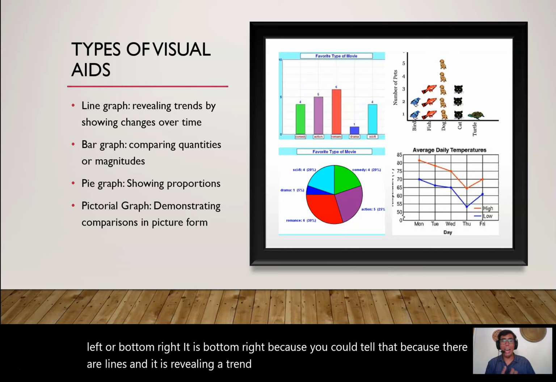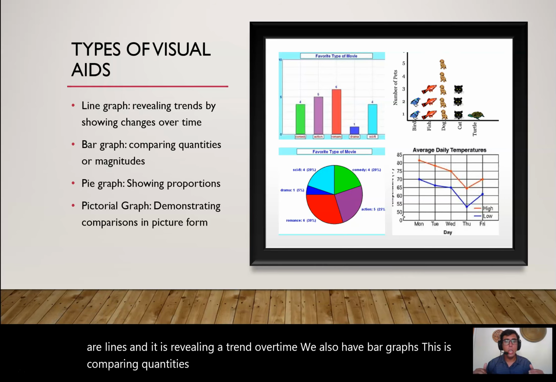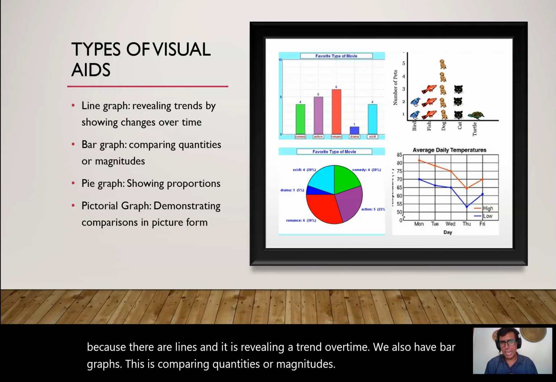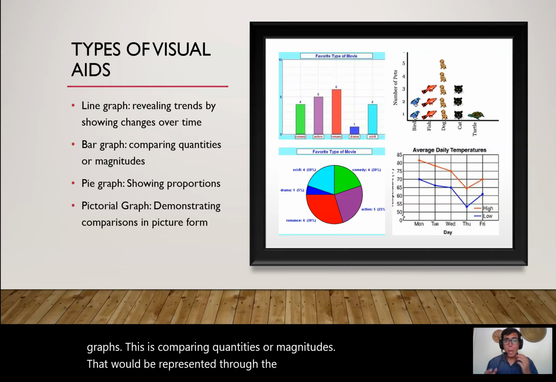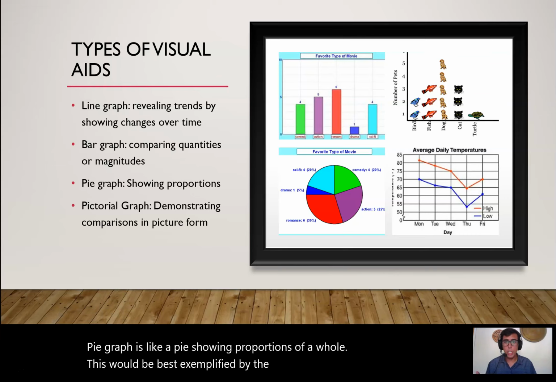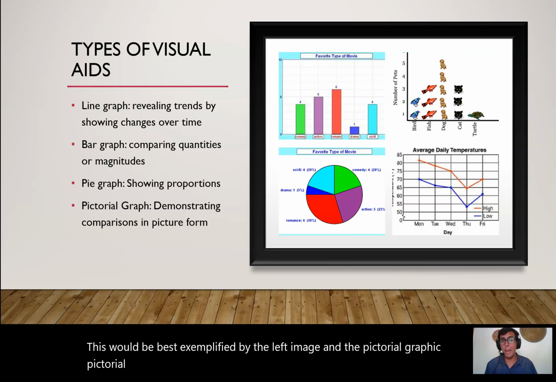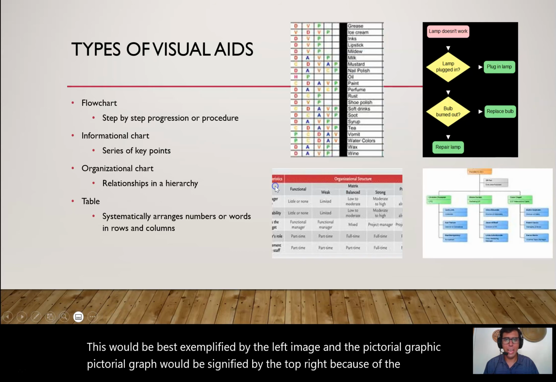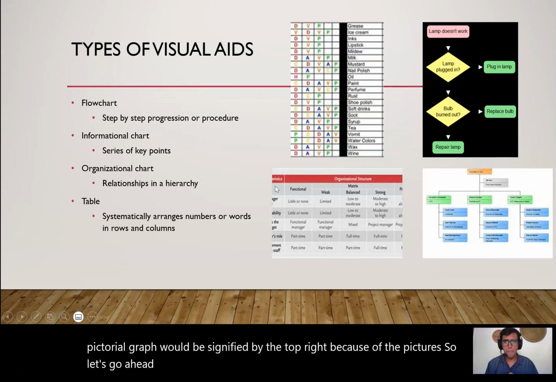We also have bar graphs. This is comparing quantities or magnitudes. That would be represented through the top left. A pie graph is like a pie showing proportions of a whole. This would be best exemplified by the bottom left image, and the pictorial graph would be signified by the top right because of the pictures. So let's go ahead and keep on going.